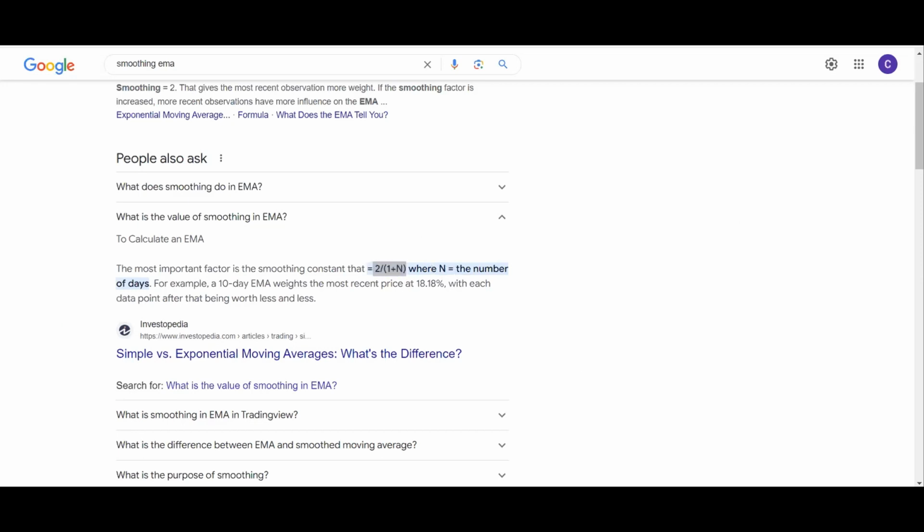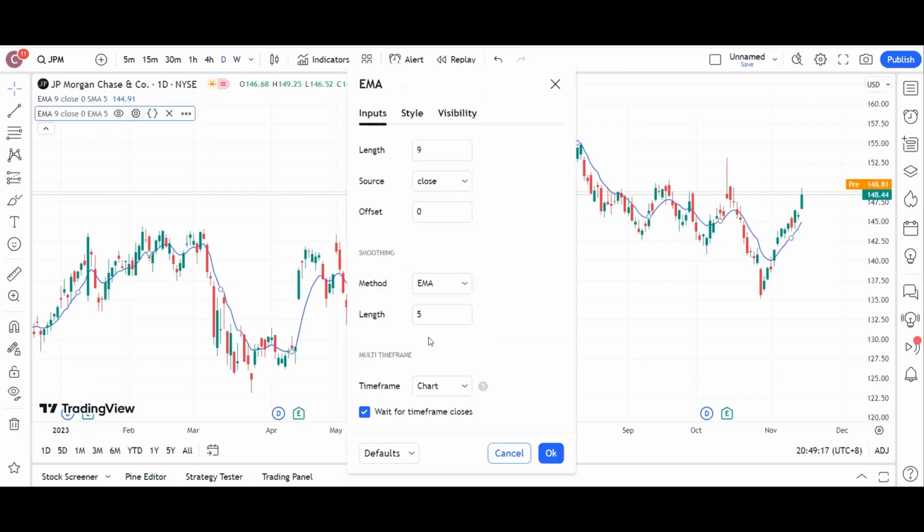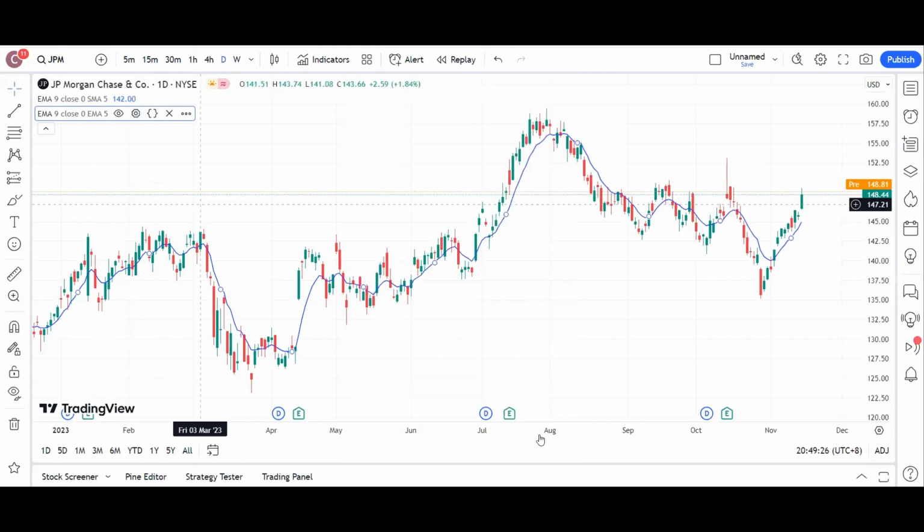But the smoothing you need to take note of, because you don't want the case where your EMA suddenly flies off the chart, and then it doesn't make sense to you. So this is the formula to find your smoothing. But just take note, just use EMA. So for example, now we see 2 over 1 plus n. My n is 9, so I get 10, so 5. 5, correct.